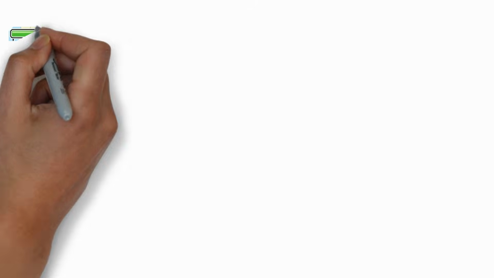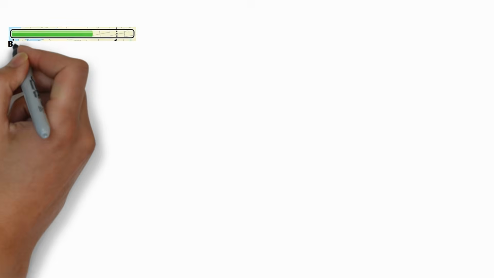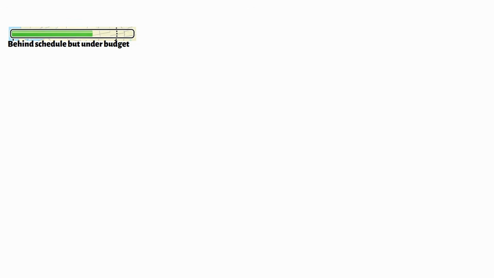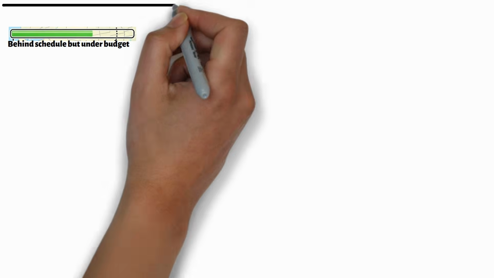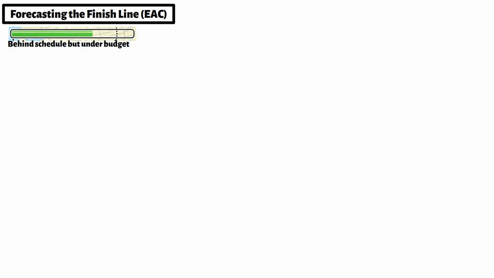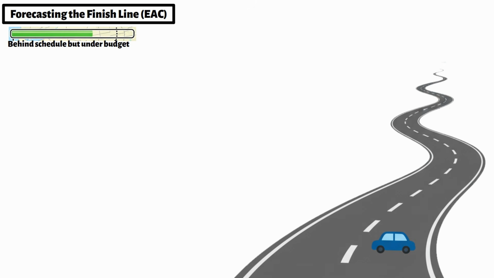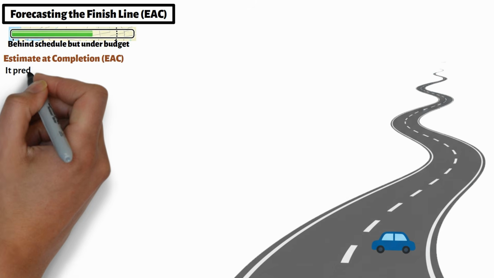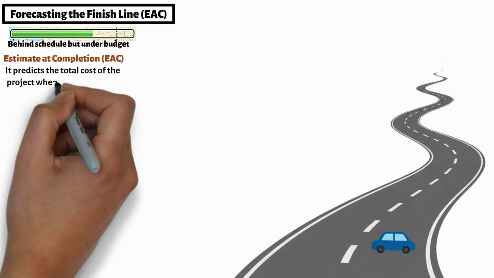By now, we've got a sense of our performance, which is behind schedule but under budget. If things continue this way, what will the final cost and outcome look like? That's where forecasting formulas come in, and they're easier than you think when you imagine them as road trip scenarios. Let's start with the main one. Estimate at completion, EAC. It predicts the total cost of the project when it's done.